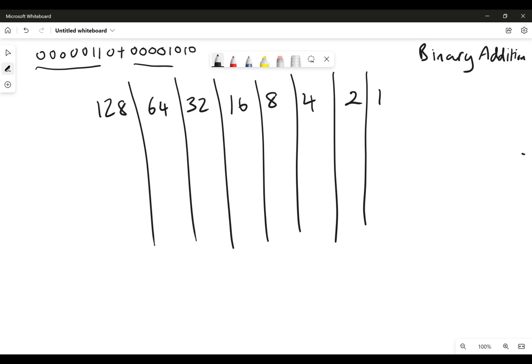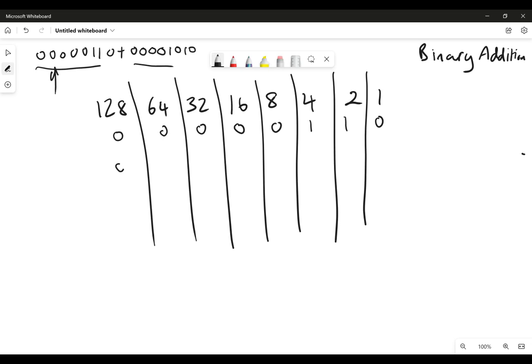So this is our question here. We're going to add these two binary numbers together. So what I need to do here, just like when we learned to add up in school back in the day, we need to put these into our columns. So here's your powers of two across the top. We'll start with the first number, so this number here, or this binary, or this byte. Let's get technical.